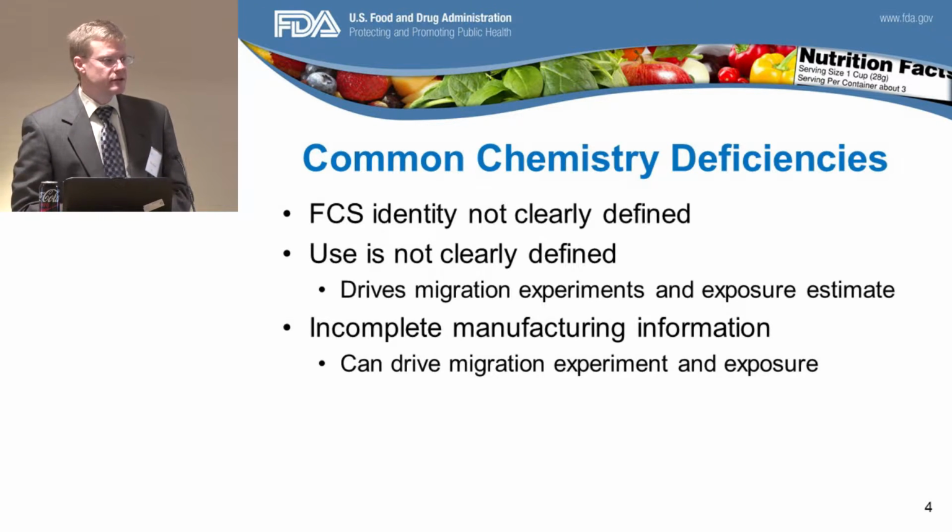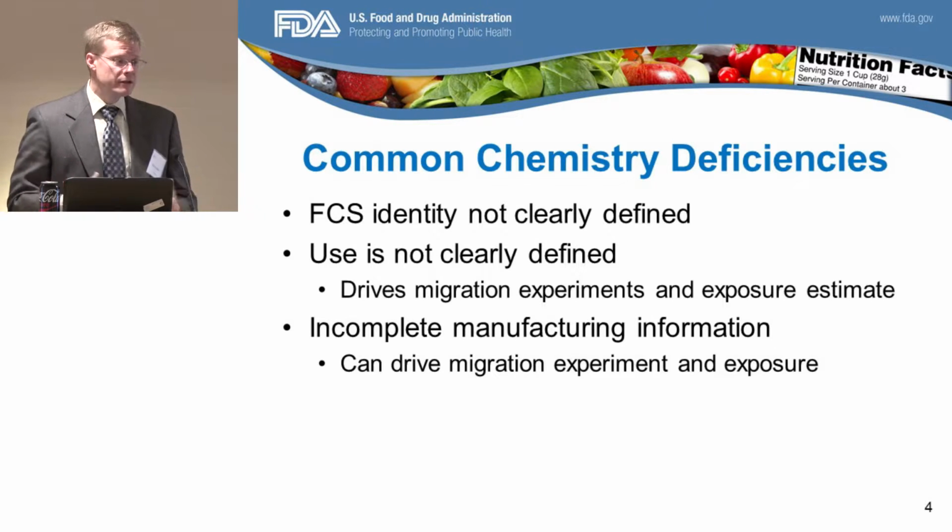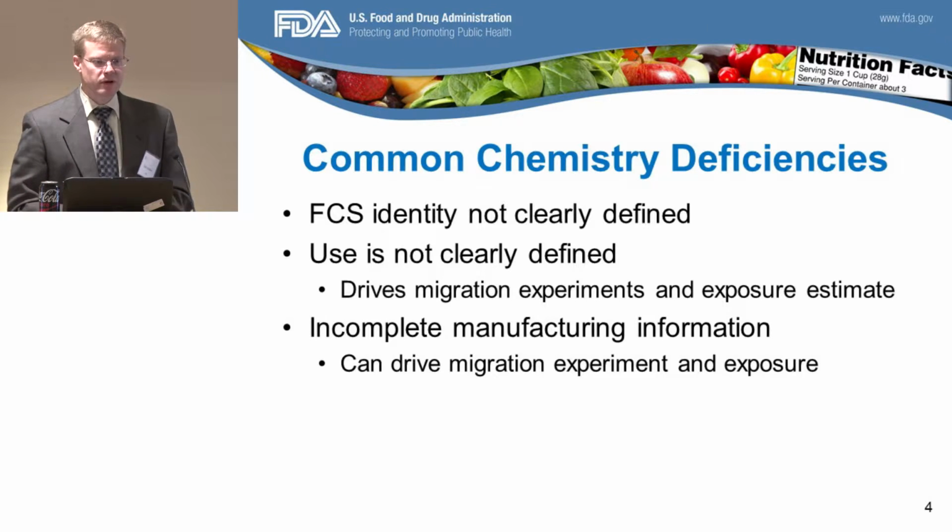The other thing I want to draw out is manufacturing information. Really need a complete manufacturing process. Okay, times, temperatures, pressures, all the reagents that are going in there and the quantities, as well as any purification steps. Again, this drives your migration experiments as well as exposure scenarios. There's no sense in looking for diethyl ether in your migration solution if your last step of your manufacturing process is a purification process where you're distilling something at high vacuum and high temperatures. Okay, so we can use that information to do some scientific rationale as to why maybe this material wouldn't be present in the final product. So that drives some of that migration experiment and exposure scenarios as well.